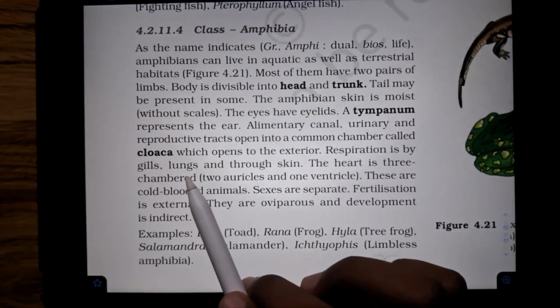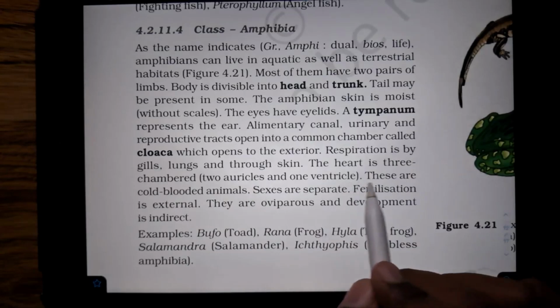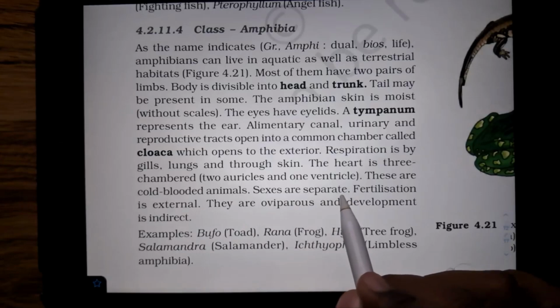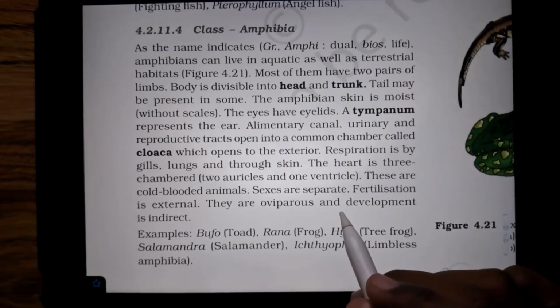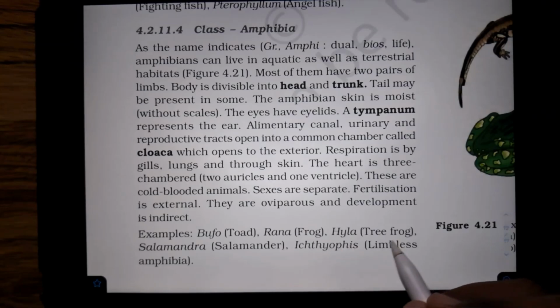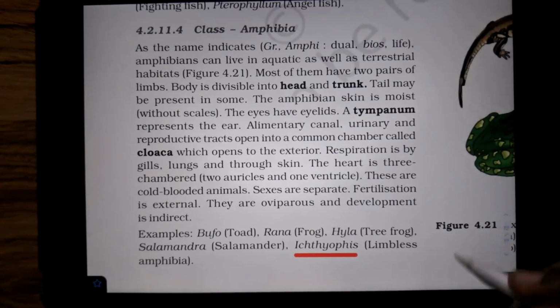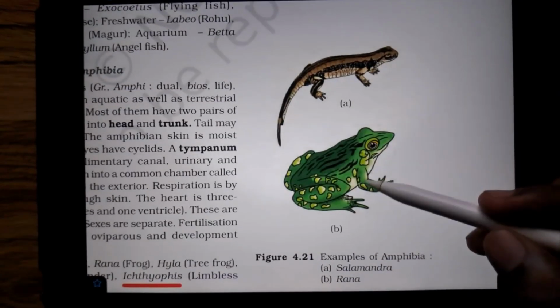Respiration is by gills, lungs and through skin. The heart is three-chambered, two auricles and one ventricle. These are cold-blooded animals. Sexes are separate. Fertilization is external. They are oviparous and development is indirect. Examples are Bufo, toad; Rana, frog; Hyla, tree frog; salamander; Ichthyophis, limbless amphibian. These are examples of Amphibia. Next, this is Salamandra and this is Rana.